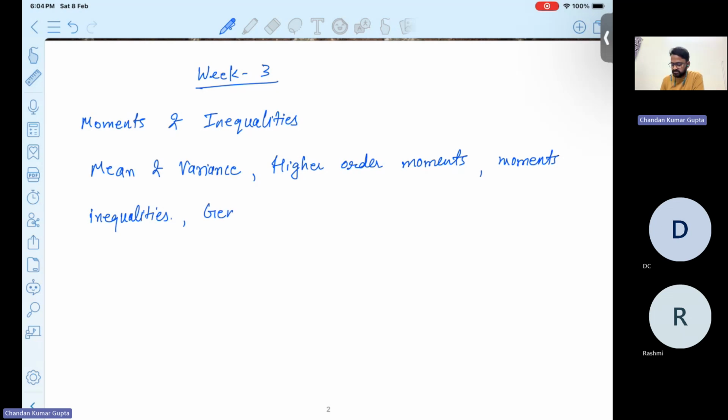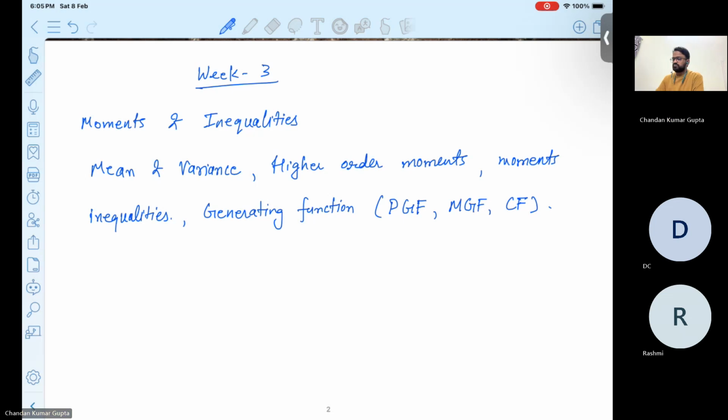And at last, we will discuss generating functions. In generating functions, we have the probability generating function (PGF), moment generating function (MGF), and characteristic function. We will discuss how to construct the PGF, MGF, and CF, and how to calculate the probability or the expected value from these functions.